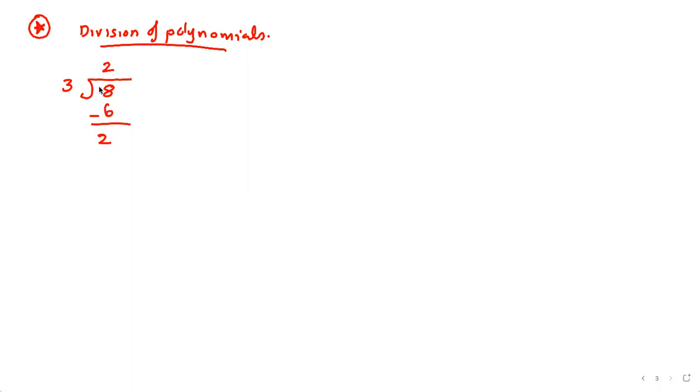A similar approach is also used when you're dividing a polynomial by another polynomial. So let us say you're dividing by a polynomial x cubed plus 3x squared plus 6x plus 5.